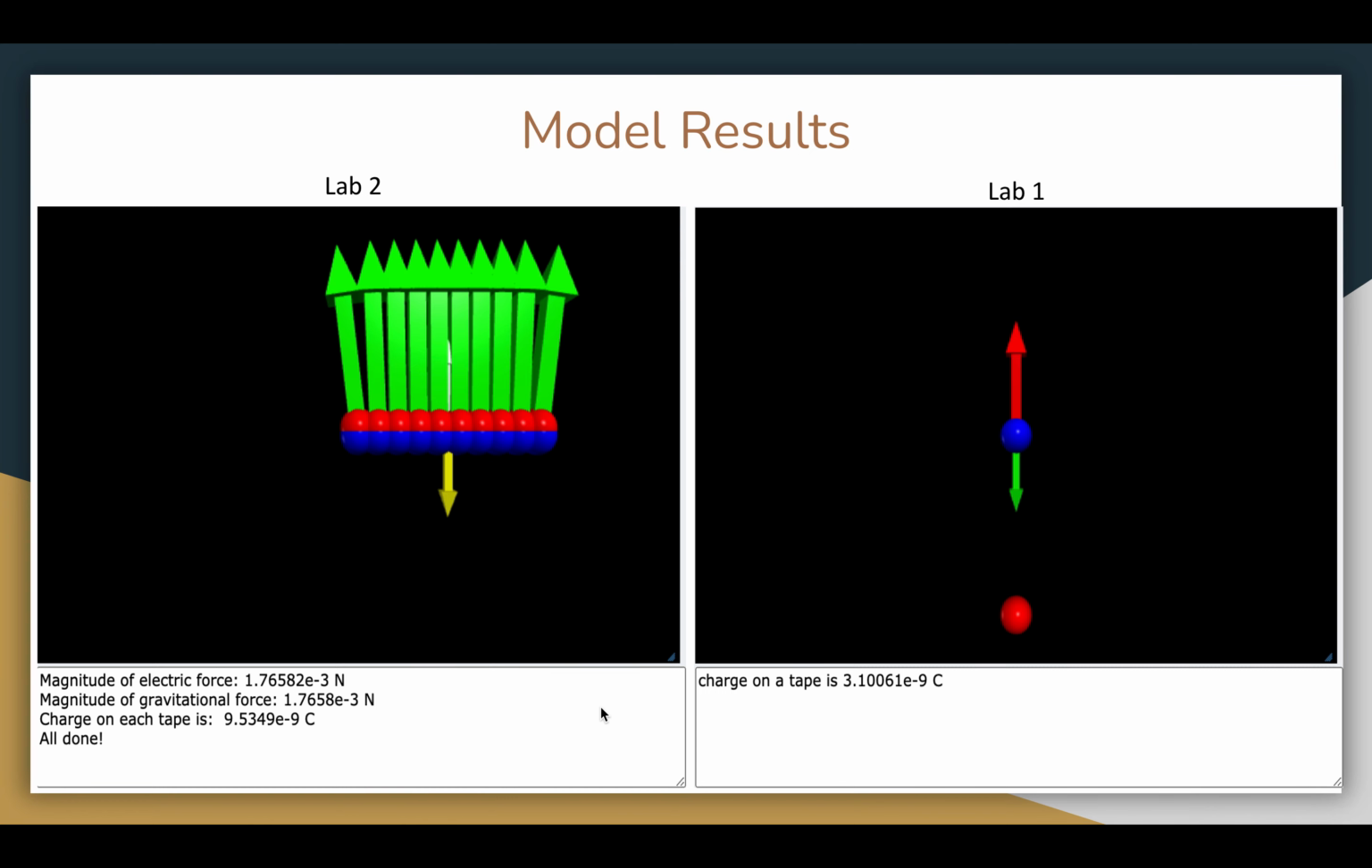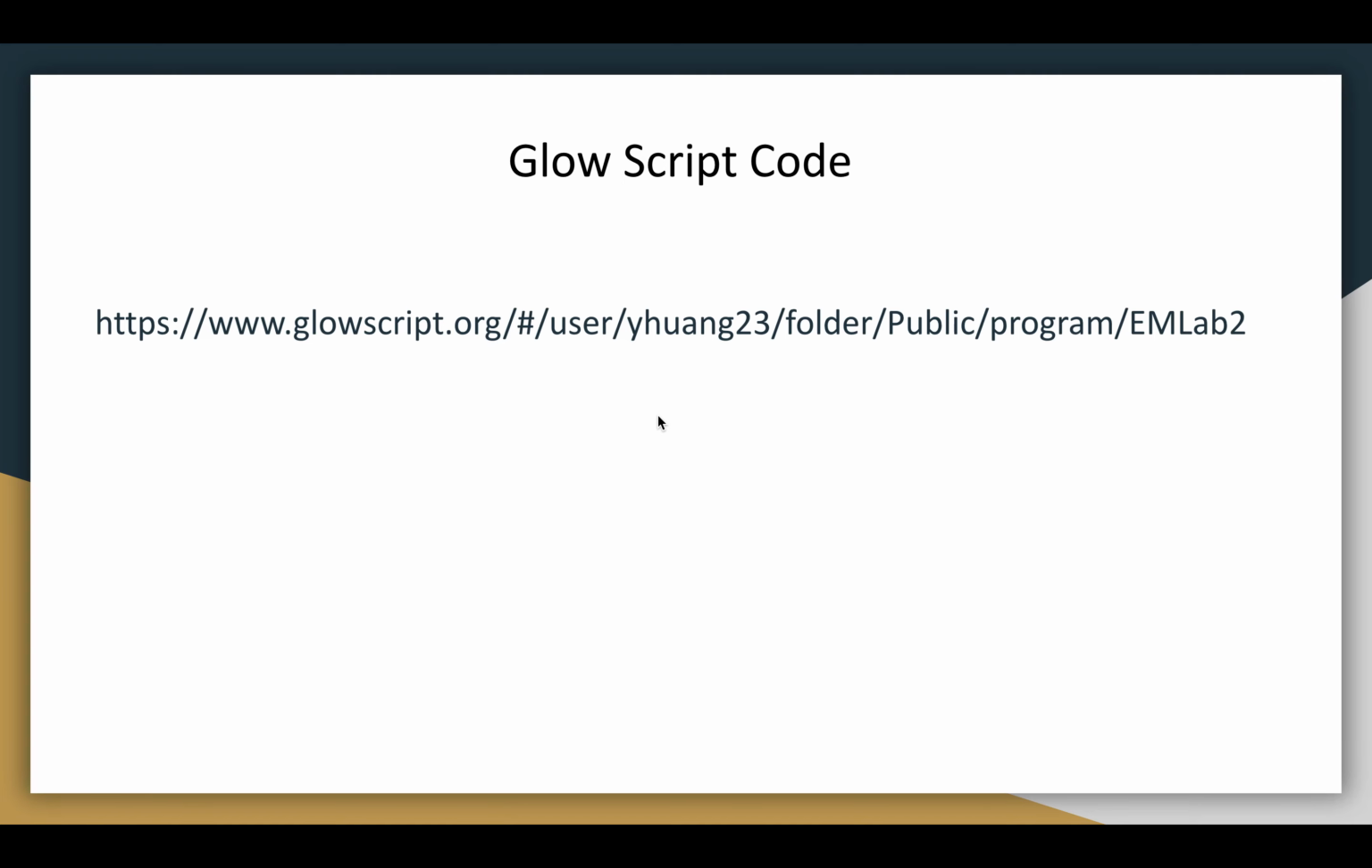So I started out using the point charge we found from Lab 1, and I incremented iteratively until I found the charge on each tape such that the magnitude of electric force equals the gravitational force. As you can see, there's a difference, and the charge on the line charge model is about 6.4 times 10 to the negative 9 coulomb larger. This is the code if you would like to see the model.